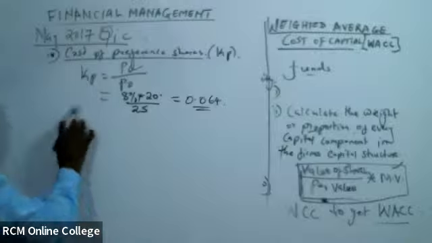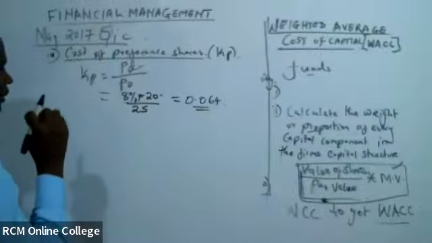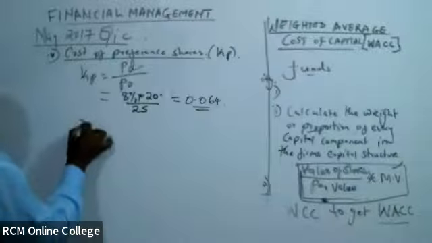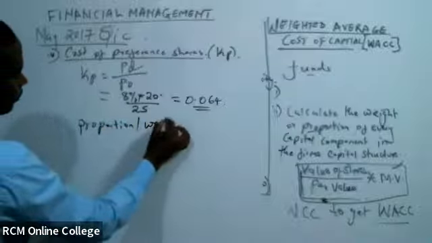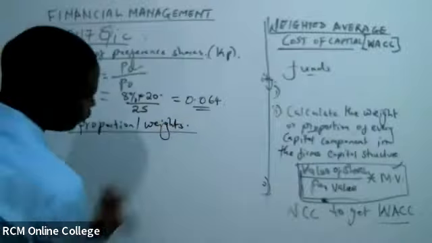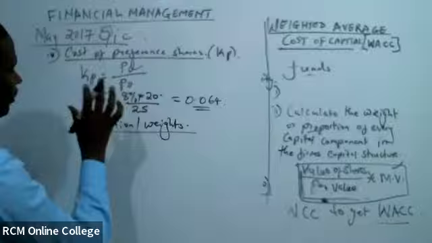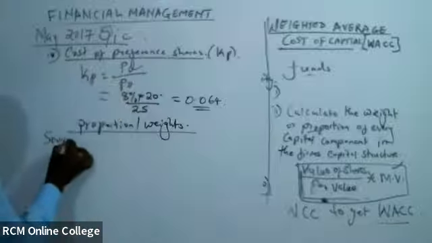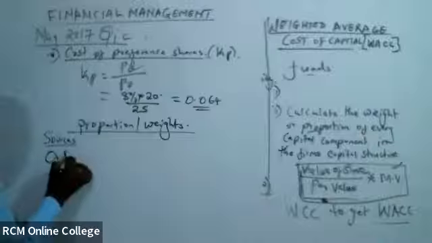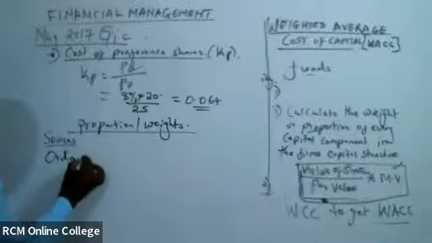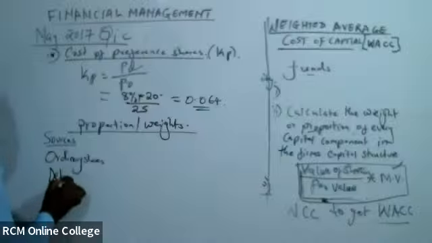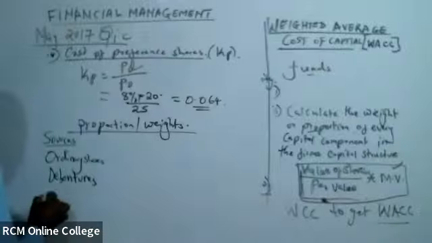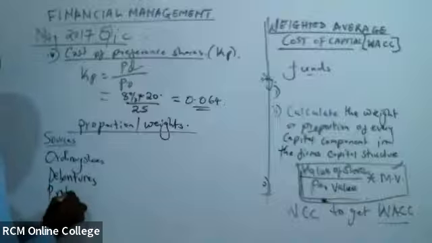All right. Now, class, let's move to the next part. We get the proportion or the weight. So in this case now, we can have the sources. We start with the ordinary shares, then we have the debenture and preference shares.